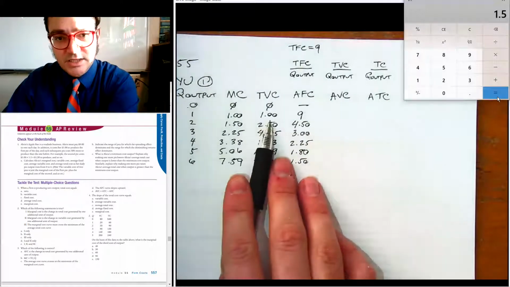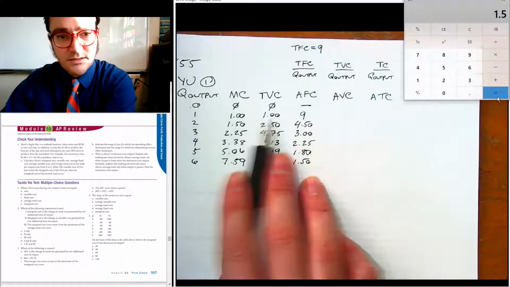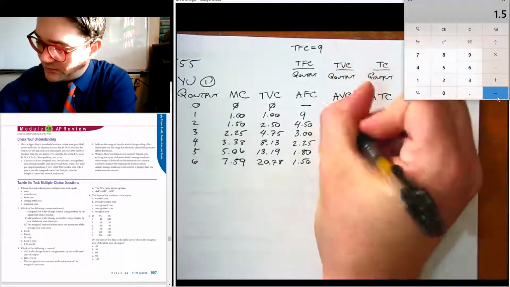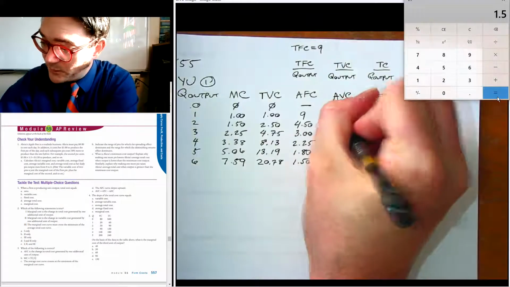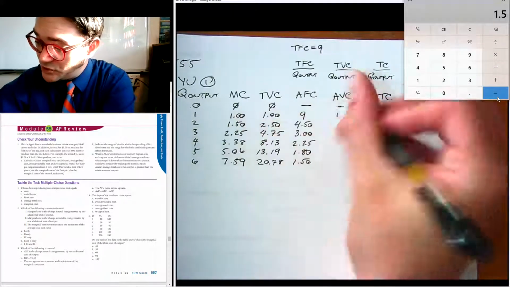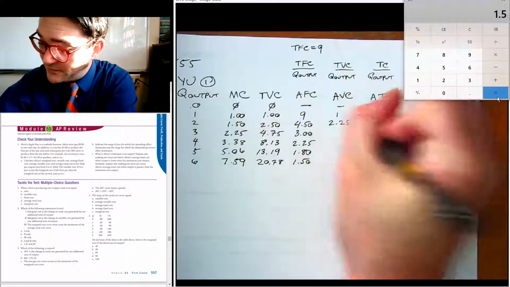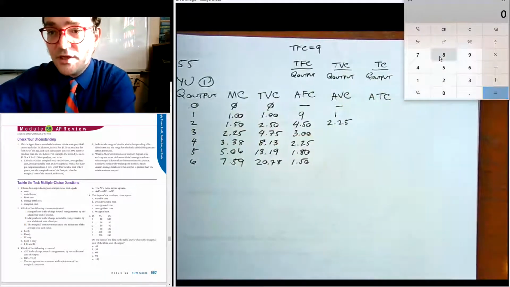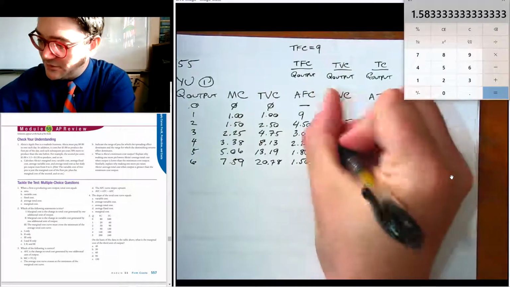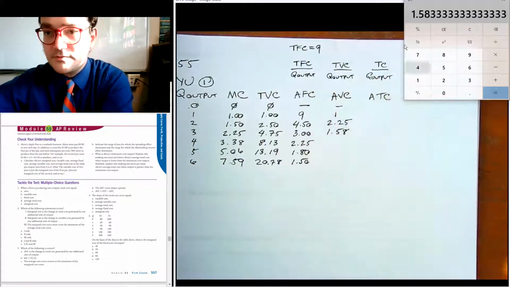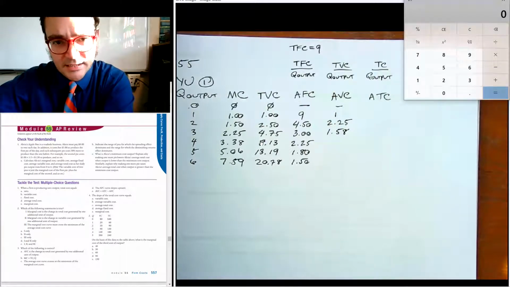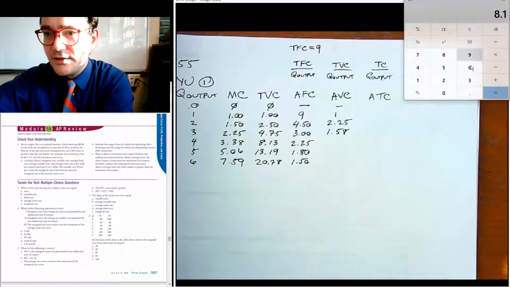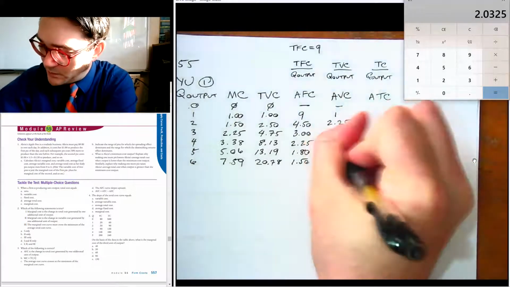So the next one is total variable cost of 1 divided by 1. That's pretty straightforward. There isn't a value for that 0th unit. 1. And now 250 over 2 is 225. 475 divided by 3 is $1.58. And then we've got 813 over 4. Whoops, 813 divided by 4 is 203.